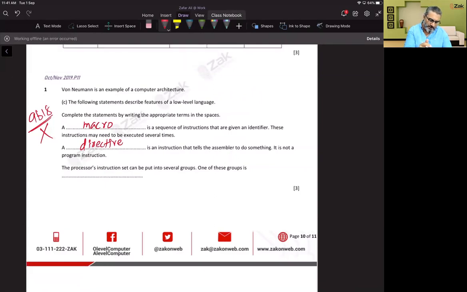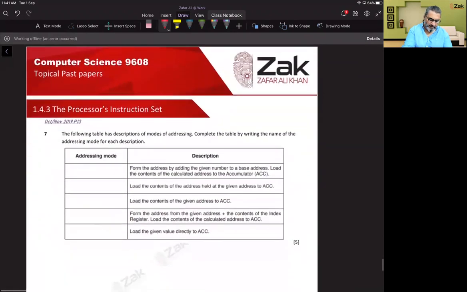The processor instruction set can be put into several groups. So we can name these groups data movement group or whatever. This is part of your syllabus, so don't ignore it. And there are several others.